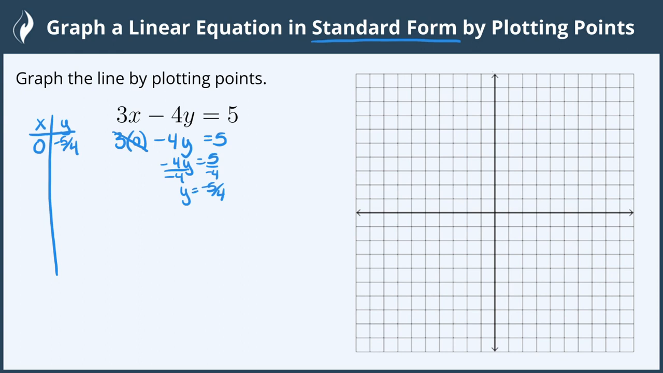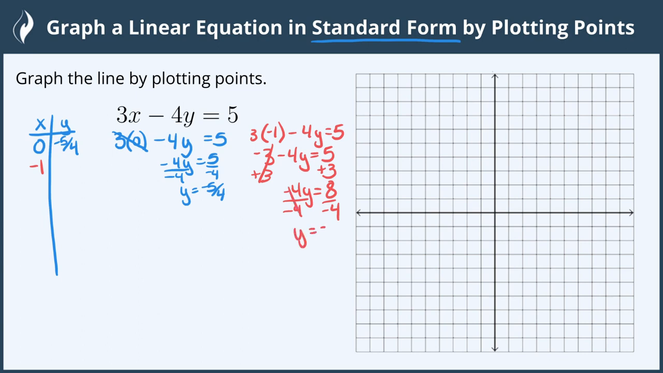This is the guess and check point. So I'm going to just pick another number, and hopefully we'll end up with one with a whole value. This may take some time and some patience. I'm going to go ahead and try negative 1. So we'll go over here to 3 times negative 1 minus 4y equals 5. 3 times negative 1 is negative 3 minus 4y equals positive 5. Add 3 to both sides, and we get negative 4y equals 8. Divide both sides by negative 4, and we end up with y equals negative 2. So we found a whole number.